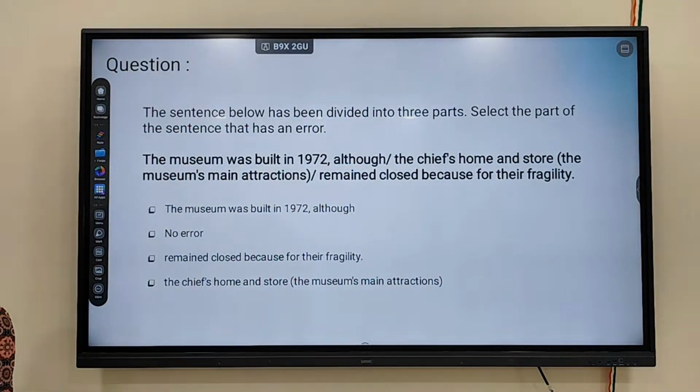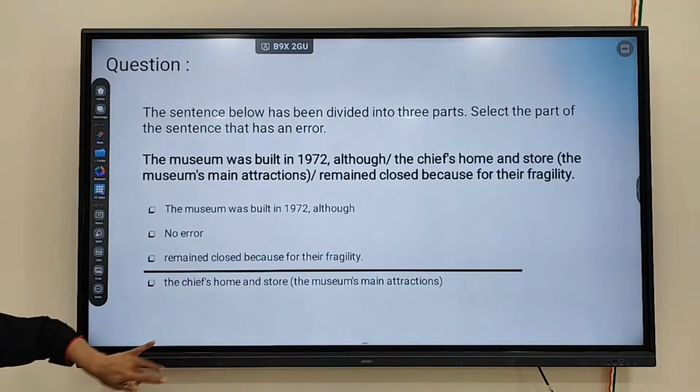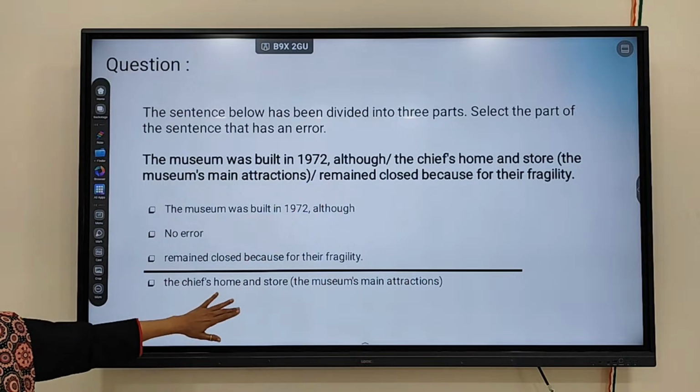Remained closed. Remained closed? That doesn't sound right. What sounds good then? Just close. So much is not needed here.